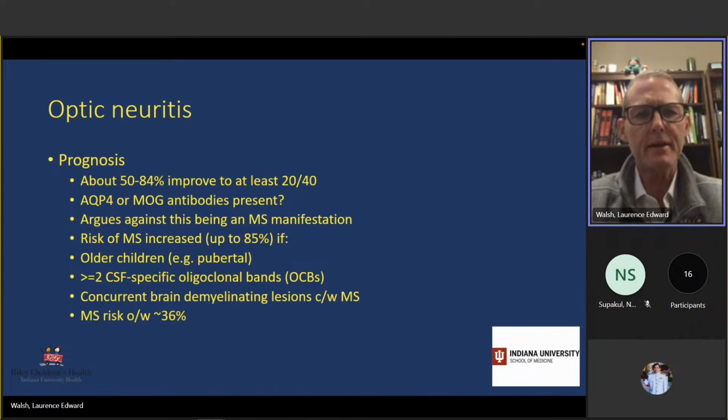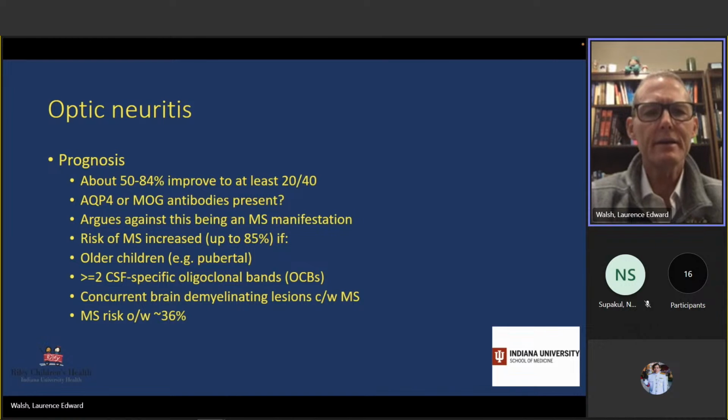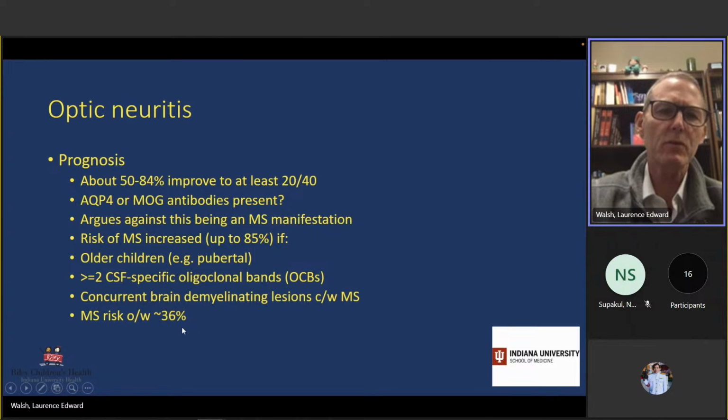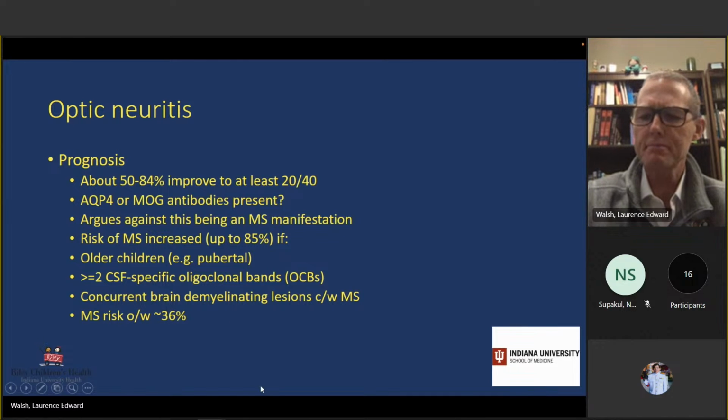The risk of MS increases if it's an older child, if a spinal tap is performed and there are at least 2 CSF-specific or unique oligoclonal bands, and if there are concurrent lesions consistent with MS, which makes sense. Really high at that point. It's lower, and some folks would quote it lower still, even without these.